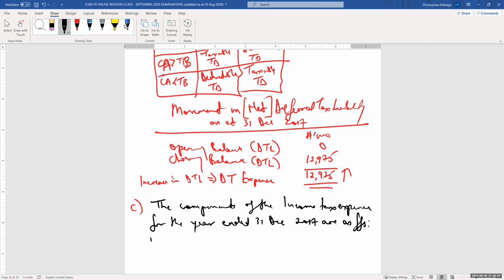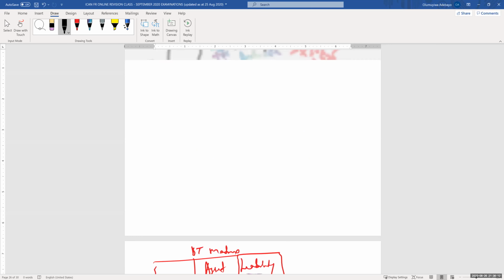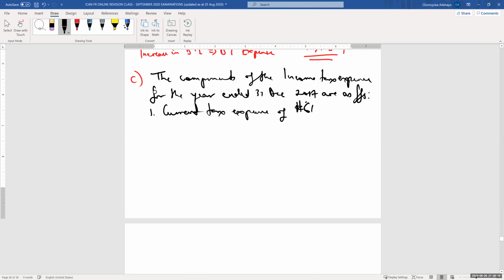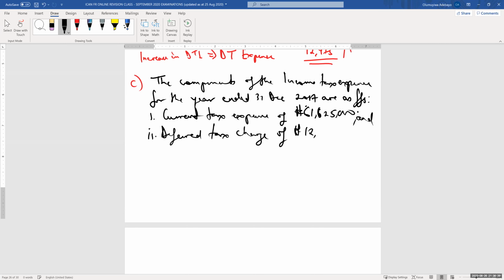Remember, I don't use abbreviation. 1, current tax expense of, how much is our current tax expense again? 61,625. In millions. And 2, deferred tax charge of 12,975.